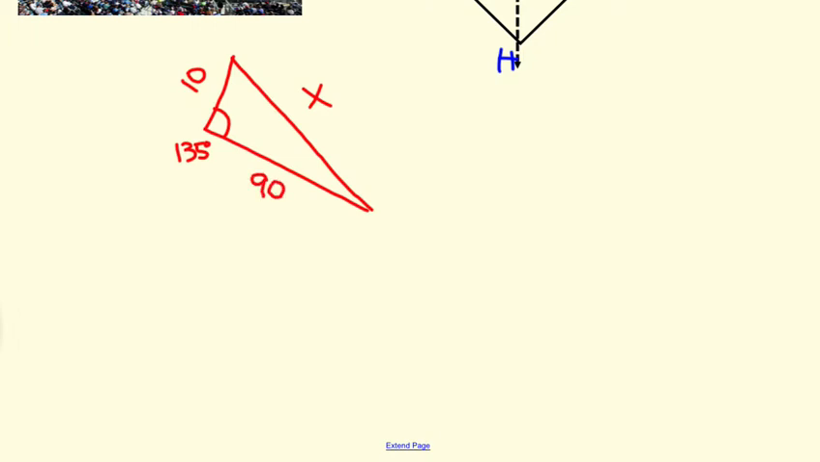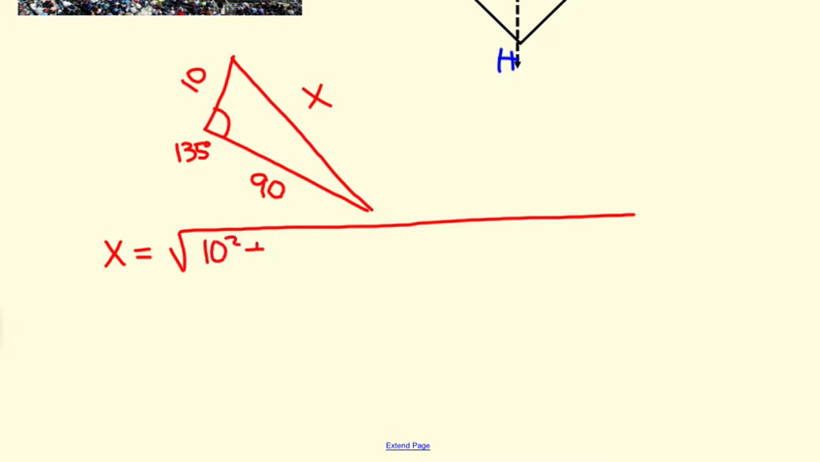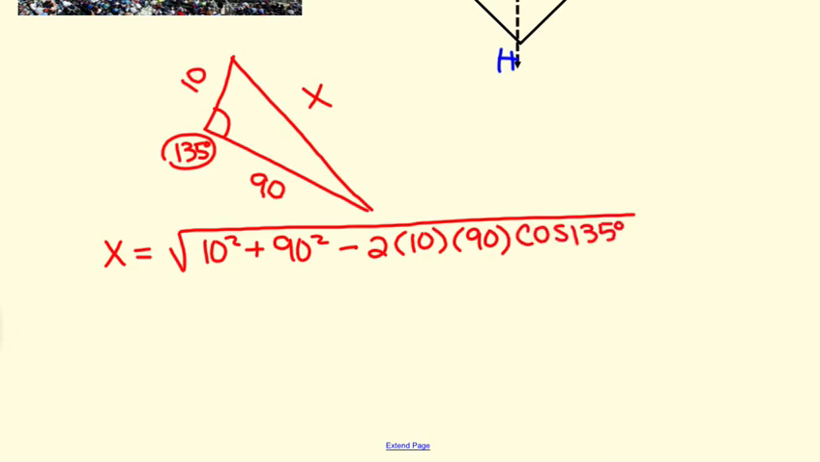We can go ahead and use the law of cosines to find this distance x. So if you remember the law of cosines, you can find x by taking the square root of your two sides. You want to square those two sides, add them together, minus 2 times the multiplication of the two sides, and then the cosine of the angle opposite, 135 degrees. And you take the cosine of 135 degrees.